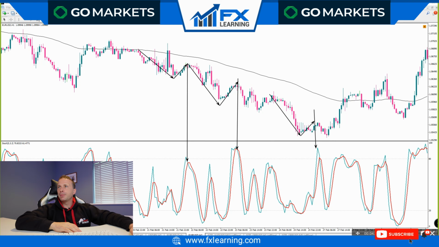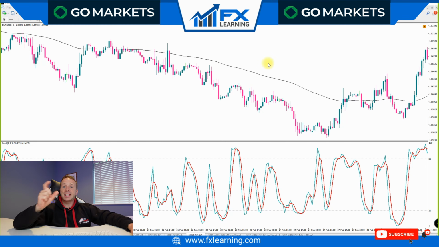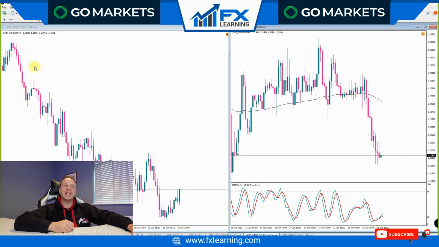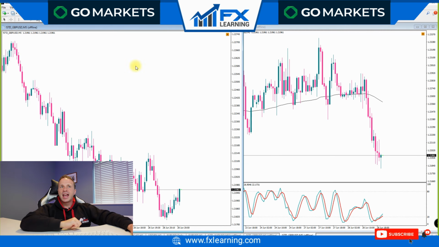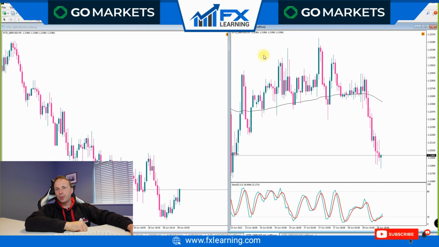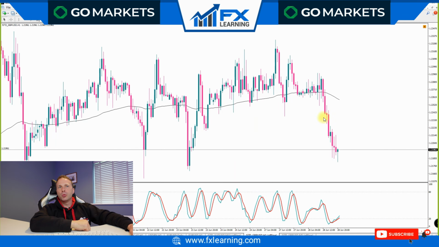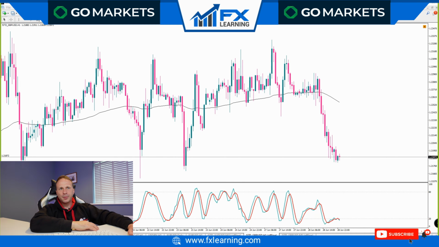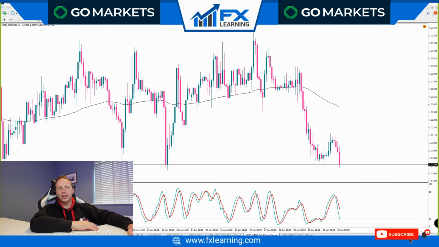So let's give an example now on how we can use this to enter trades. On the left screen, I have GPUSD on the 5 minute time frame, and I've got GPUSD on the 1 hour time frame on the right. On the 1 hour chart, I've got a 50 moving average, and I have the stochastics oscillator at the bottom. Now if we just press play on this simulator here, let me try and find you a setup.